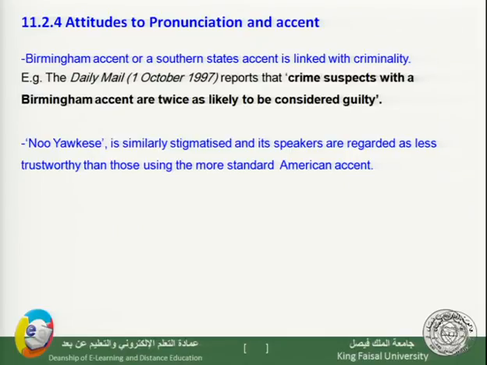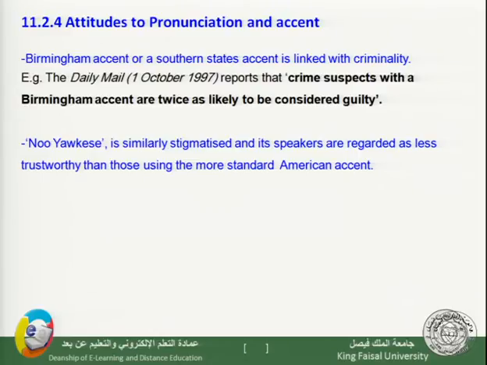So the Birmingham accent and the southern state accent in the United States are thought to be guilty of making crimes, and if somebody is really a suspect of a crime, we will think twice that he is really a criminal, simply because he speaks the accent.